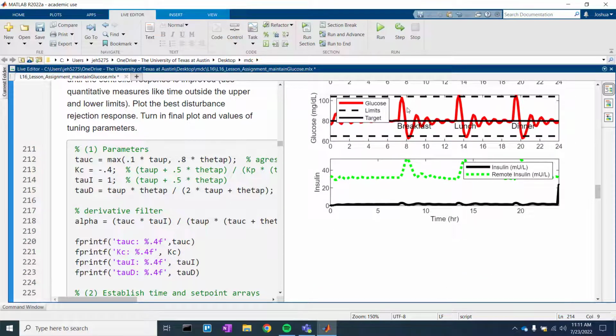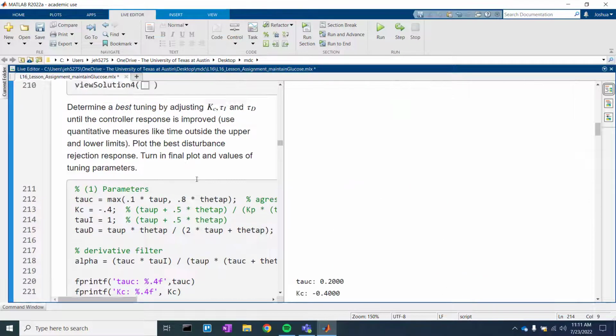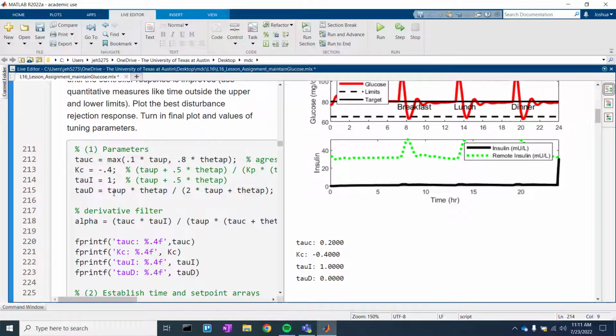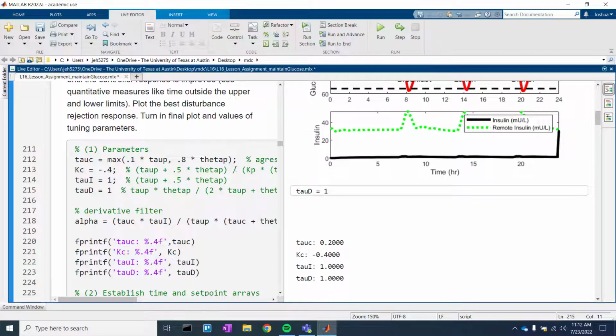So we have more oscillation. We still loop low, which I don't love. What if we implement derivative control? What would happen then? Our tau d is 0 right now, so we'll go ahead and comment out this relation. We'll say tau d is equal to 1. We'll run the section again.